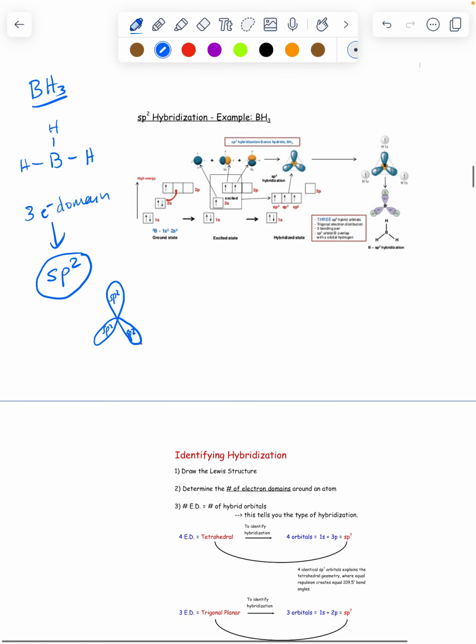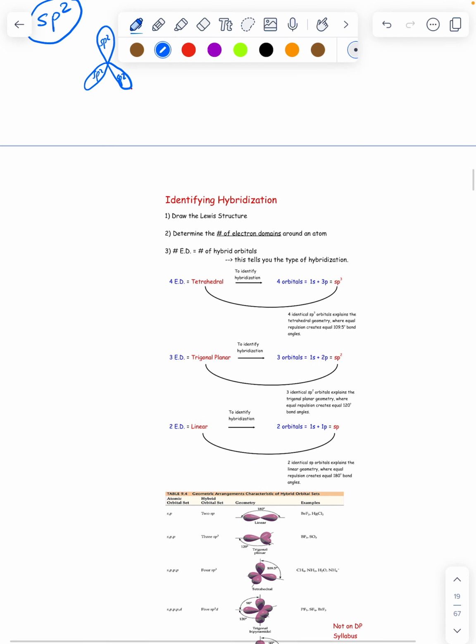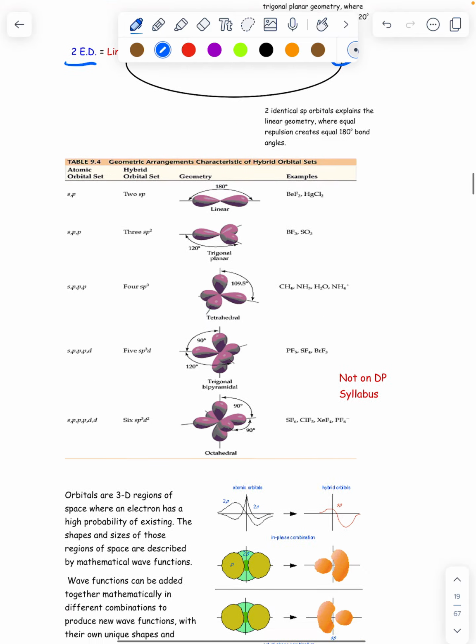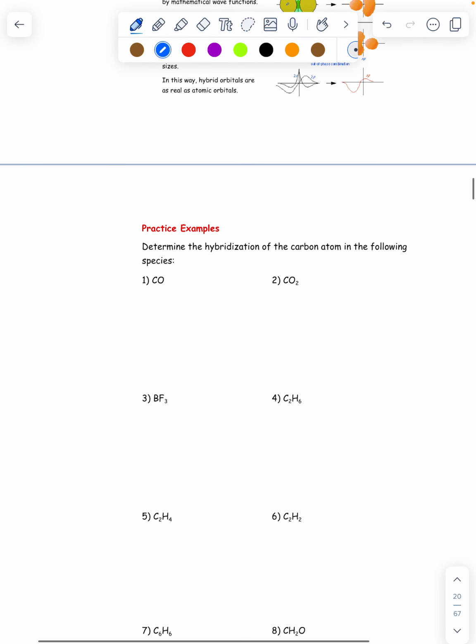Okay, and then this page here is just to remind you about what I just said, that as soon as you know there are 4 electron domains, you know it's sp3, 3 electron domains is sp2, and 2 electron domains is sp. We're also going to see that this aligns with some other things that we've seen, like the sigma and pi bonds and how we can get the correct orientations.